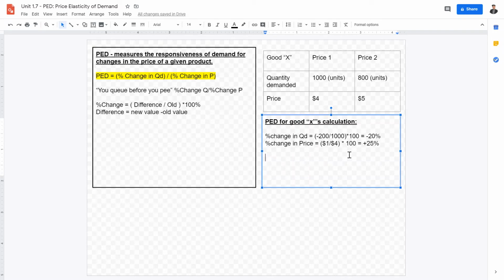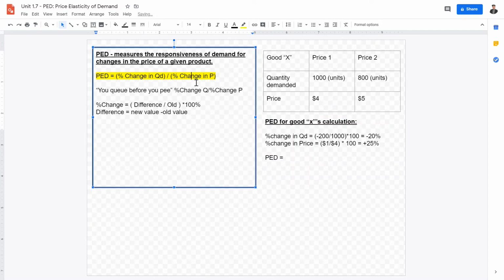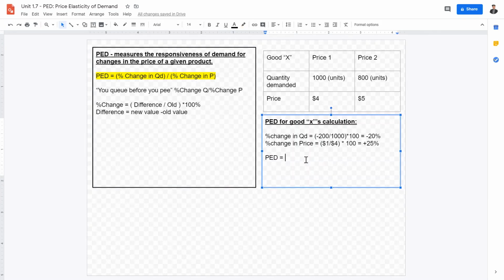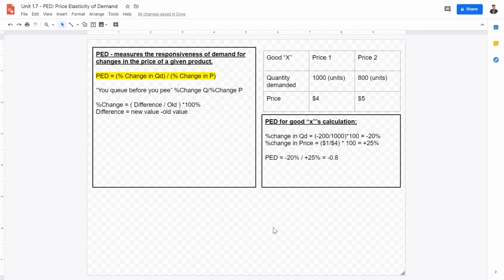Now that we have the percentage change in both of them, let's calculate this and put them together. So the PED, when we reference this highlighted equation right here, is equal to negative 20% divided by positive 25%. Now, if we pull out our calculator, let me do that real fast. That would give us a figure of negative 0.8. So there we have it. The PED for good X is 0.8.